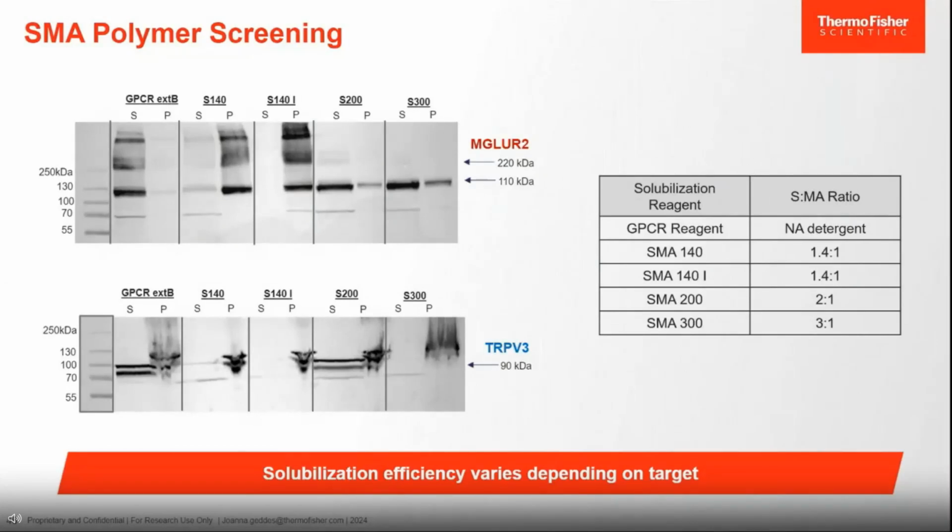The data set here is looking at a GPCR on the top plot and an ion channel on the bottom. And you can clearly see that the different styrene maleic acid ratios will impact the solubilization efficiency based on both the target and the native lipid environment that's surrounding that target.